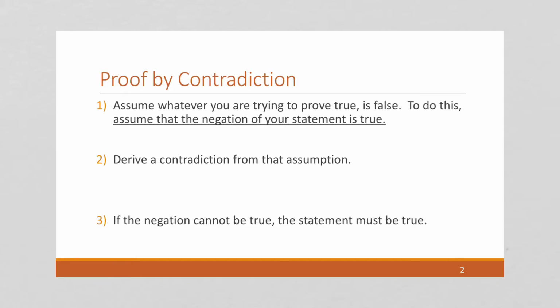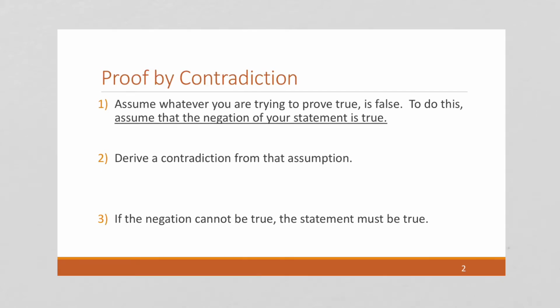And let's recall how we do a proof by contradiction. We want to suppose or assume that whatever we're trying to prove true is actually false. So we want to suppose the negation of our statement. In this particular problem, we are going to be using a universal conditional problem. So to prove some universal conditional problem statement, we want to suppose its negation.